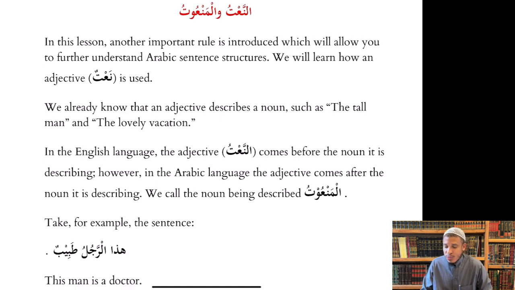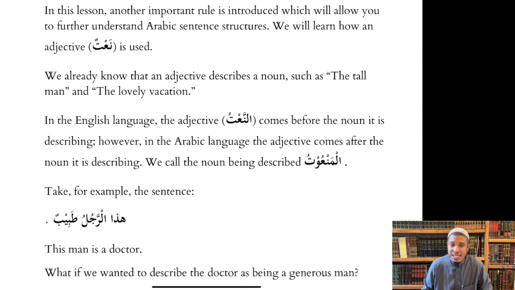So, as we see in English, the adjective, the na'at, comes before the noun that it's describing. However, in the Arabic language, the na'at comes after the noun that it's describing. We call the noun which is being described al-man'ut. All right, so we have an-na'tu wal-man'ut. And some people term it sifa wal-mawsuf. All of that is the same thing.